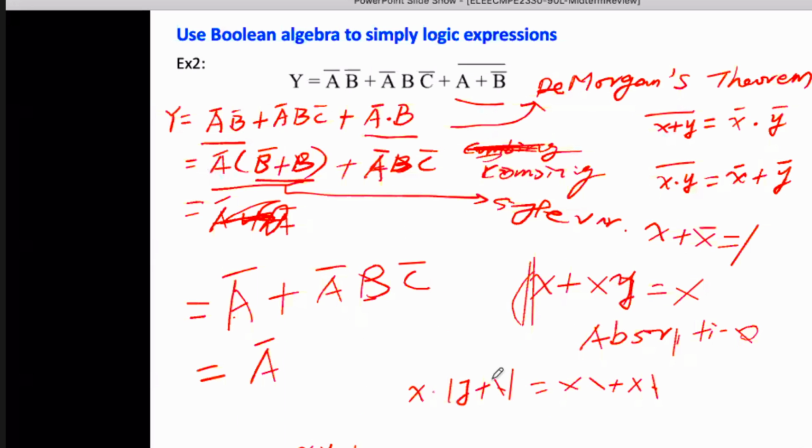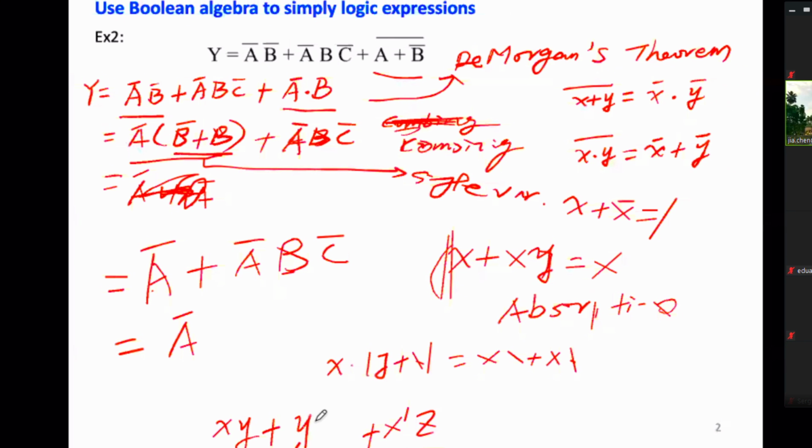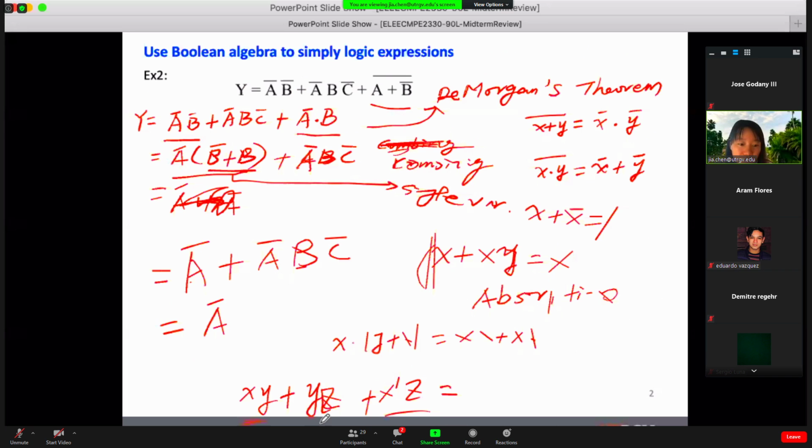Plus X naught times Z. Say you have X, Y, X naught Z. Then you put the YZ in the middle. This equals the first one plus the last one, ignoring the middle one. That's how you get XY plus X naught Z.